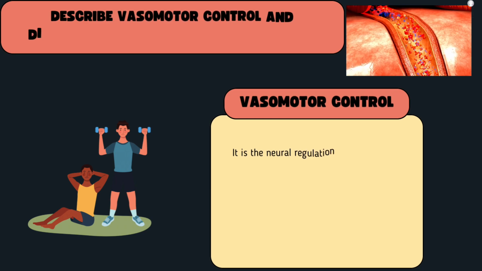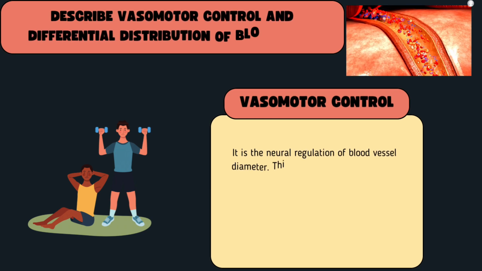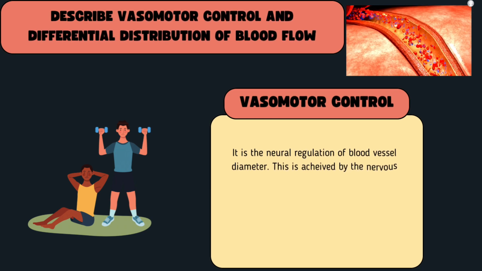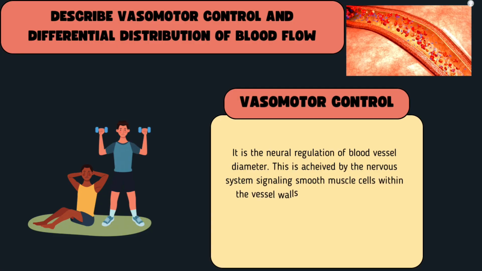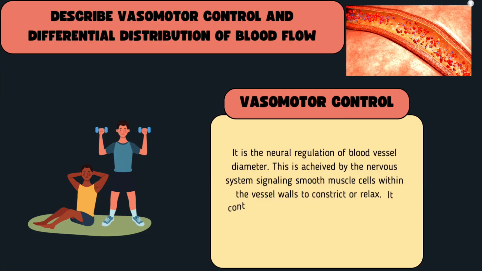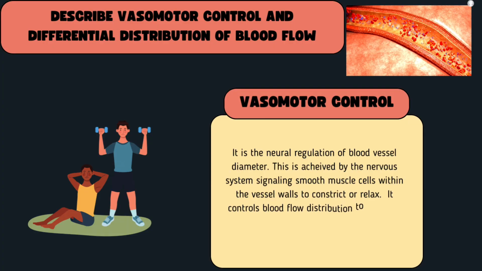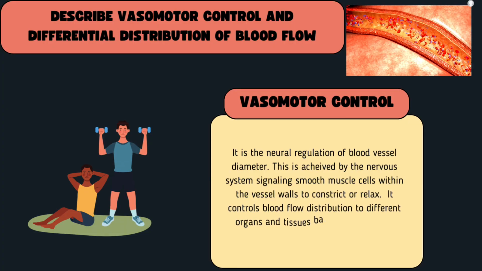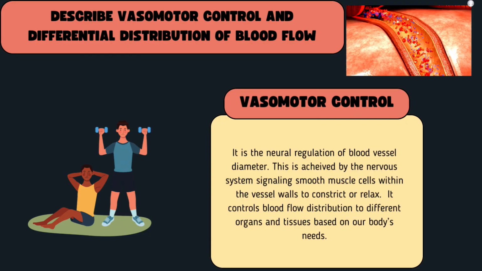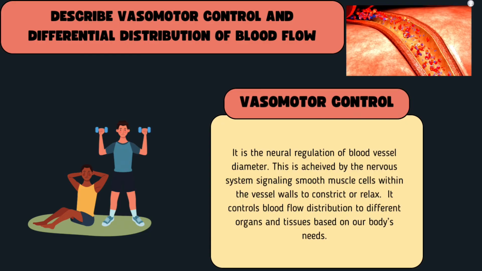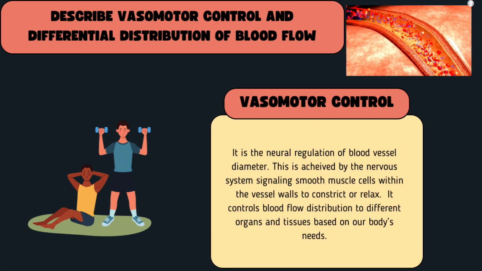Describe vasomotor control and differential distribution of blood flow. Vasomotor control is the neural regulation of blood vessel diameter. This is achieved by the nervous system signaling smooth muscle cells within the vessel walls to constrict or relax. It controls blood flow distribution to different organs and tissues based on our body's needs.